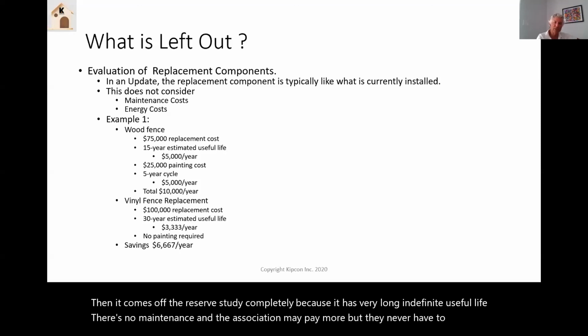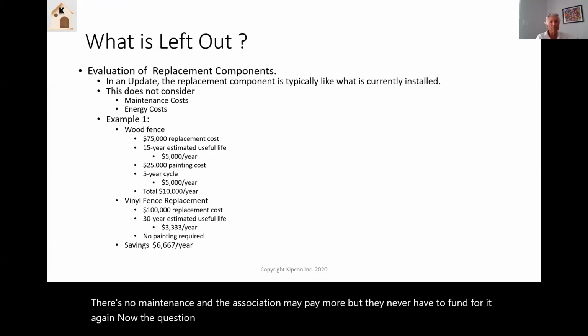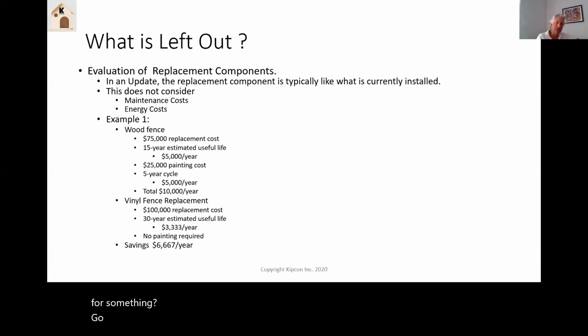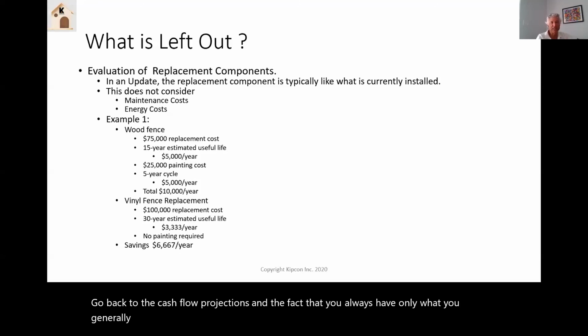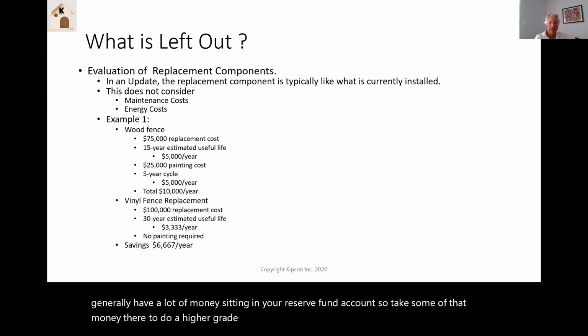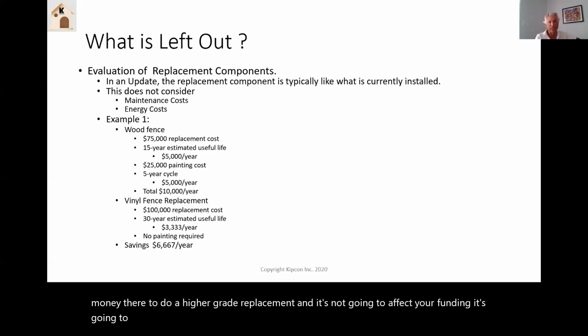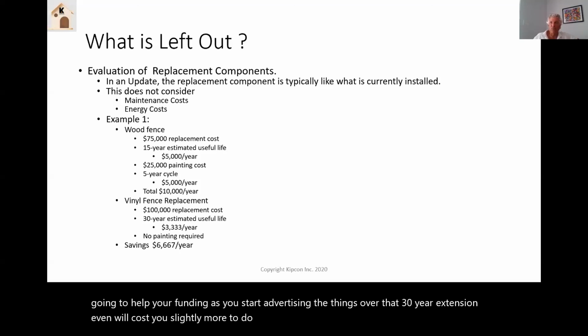Now, the question comes up, well, where am I going to get the money to pay more for something? Go back to the cash flow projections and the fact that you generally have a lot of money sitting in your reserve fund account. So take some of that money to do a higher grade replacement, and it's not going to affect your funding. It's going to help your funding as you start amortizing the things over that 30-year extension, even though it costs you slightly more to do it at that time. So that's it when it comes to maintenance.